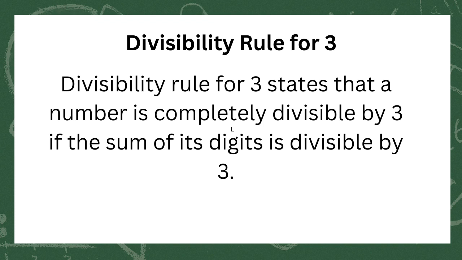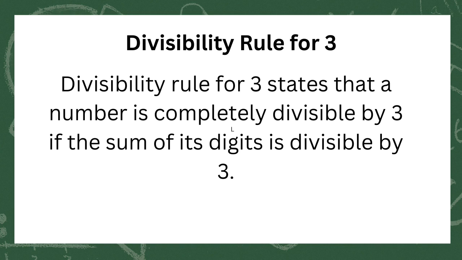The divisibility rule for 3. It states that a number is completely divisible by 3 if the sum of its digits is divisible by 3. Anytime you hear sum, what should come to your mind is addition, plus. So when we add the individual digits that make up that number, if the sum is divisible by 3, then that number is divisible by 3.